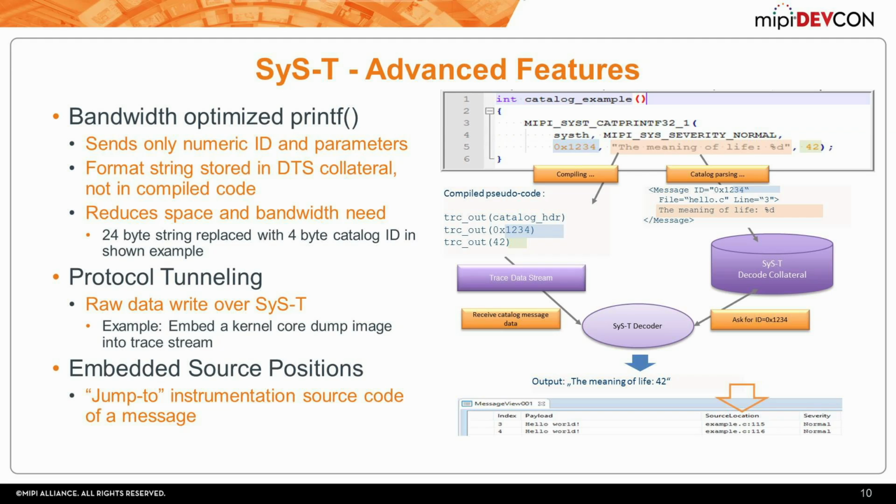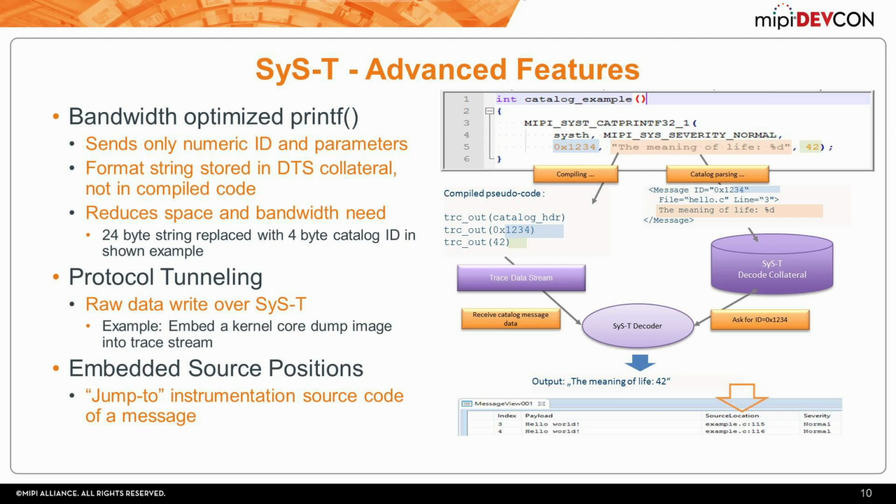So what is in SyS-T? It's basically 3 things. Since it's a software instrumentation specification, it comes with an API that developers can use to create trace messages. It defines the data protocol that this API is producing. This is the data that, if you recall the picture before with the system diagram, you put onto the trace arbiter. And it defines how the XML decode collateral looks like in order to decode the data when it's received on the development system.